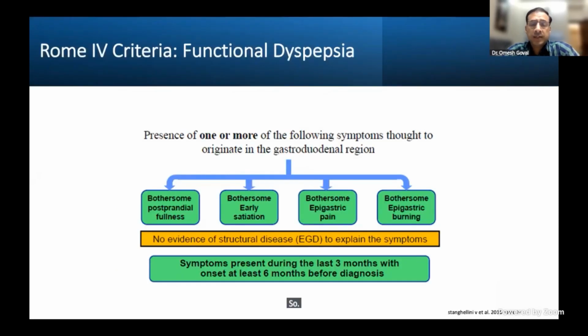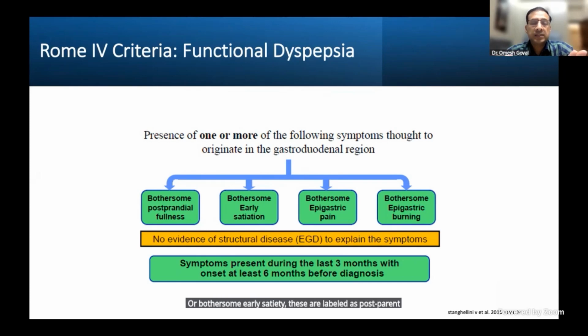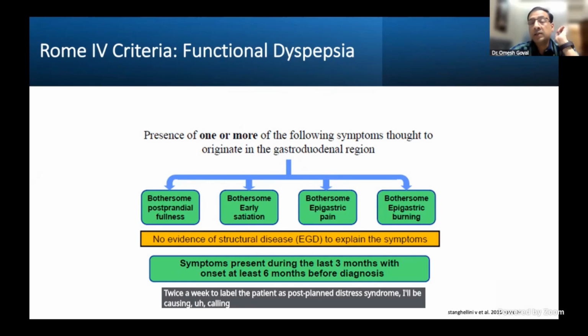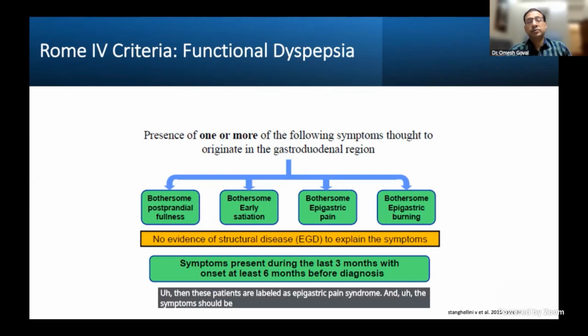So how the Rome criteria divide these patients: if the patients have bothersome postprandial fullness or bothersome early satiety, these are labeled as postprandial distress syndrome, because this happens after taking a meal, and this should be present at least thrice a week to label the patient as postprandial distress syndrome. I'll be calling it PDS as an abbreviation. And if the patients have bothersome epigastric pain or bothersome epigastric burning, at least even once a week, then these patients are labeled as epigastric pain syndrome. And the symptoms should be active during the last 3 months, and the onset of symptoms should be at least 6 months before the diagnosis.